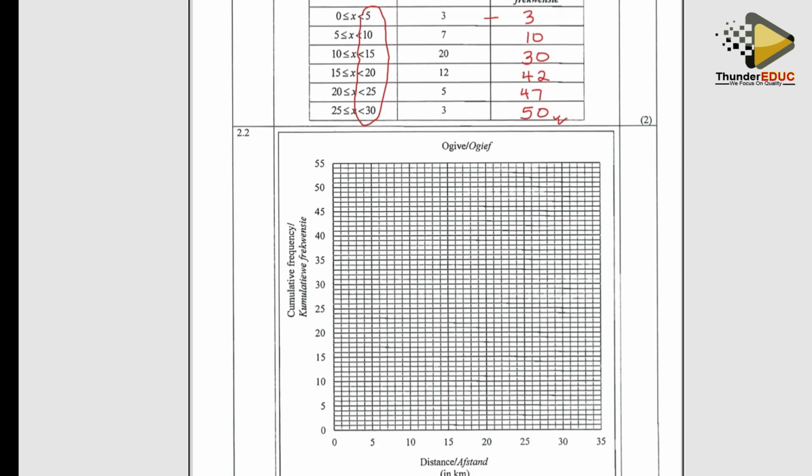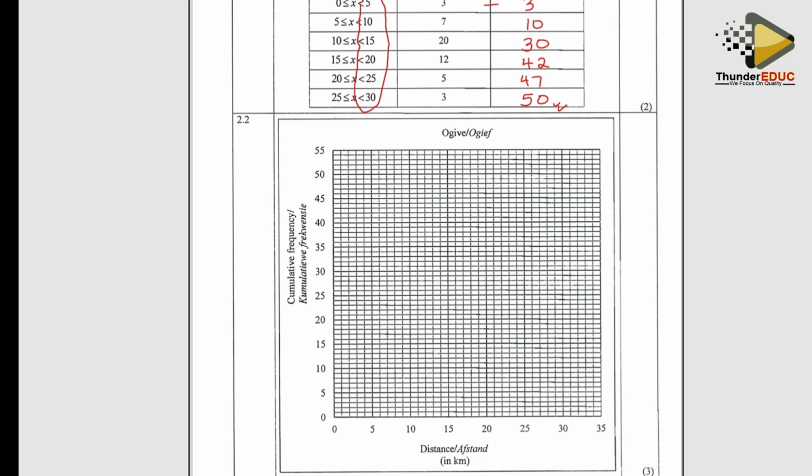An example, between 0 and 5, we're going to use 5. At 5, the cumulative frequency is 3. I'll put a dot there. And then the next one will be at a 10. 10 will go with a 10, which is somewhere there. And then 15 will go with 30. 15 goes with a 30, which is that point. 20 goes with a 42.